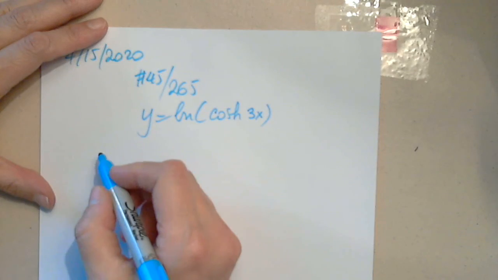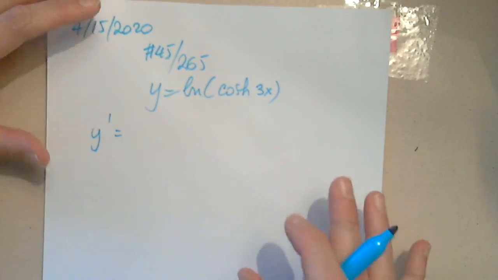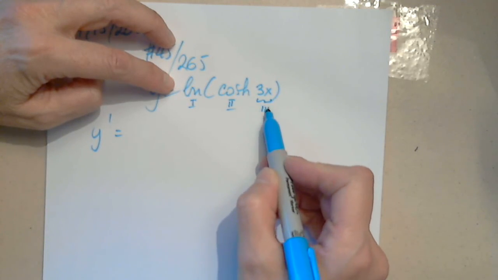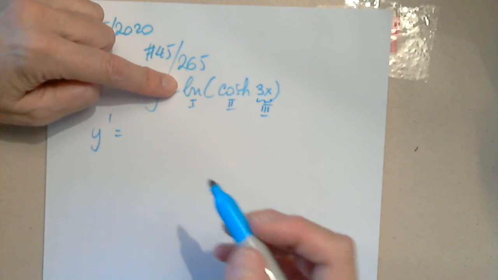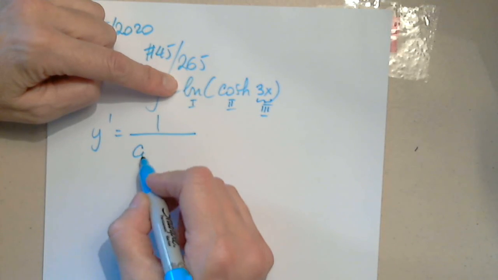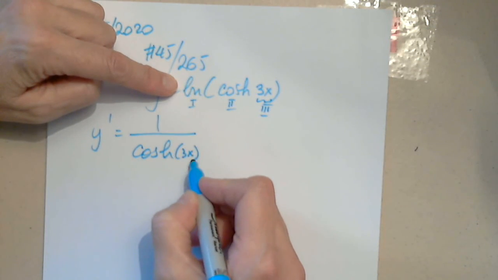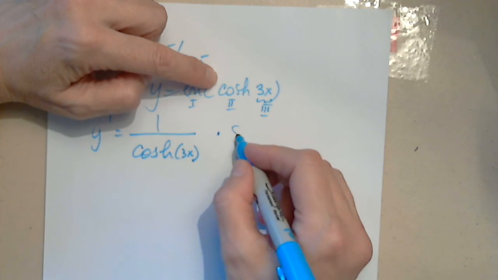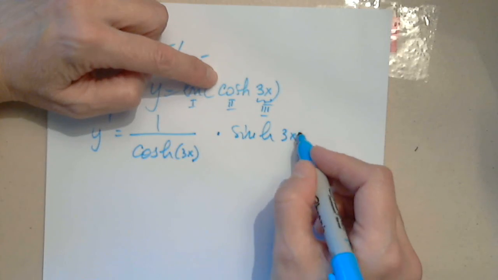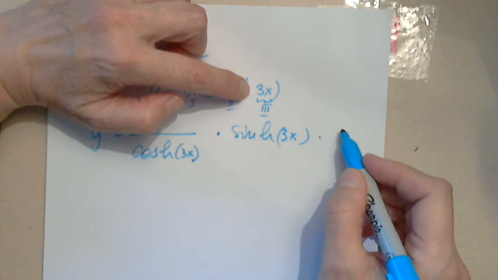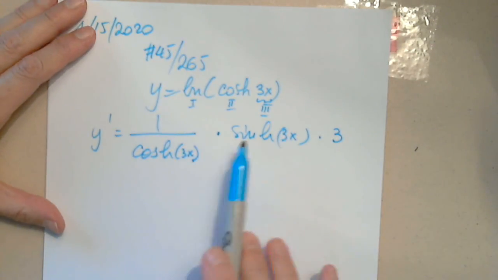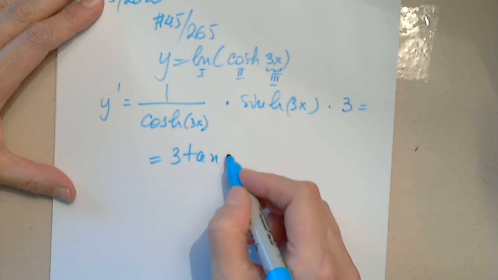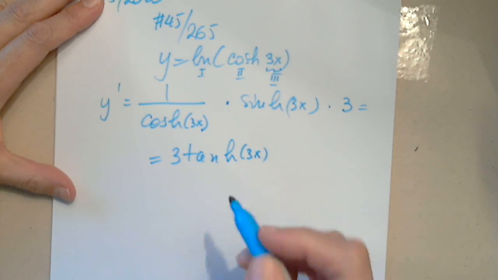Done. So we want to differentiate this function. Obviously we have three functions. This will be the first, this will be the second, and this will be the innermost. So when I differentiate log, I get 1 over hyperbolic cosine 3x. Then I have to multiply by hyperbolic cosine prime, which is hyperbolic sine, multiply by the inner function prime, which is 3. It happens that this ratio is hyperbolic tangent. And that's it.